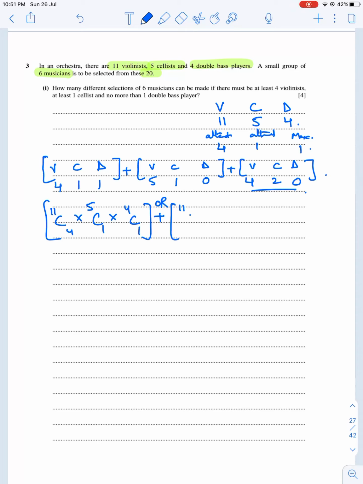5 violinists out of 11, 1 cellist, 4C0 here. Okay, lastly 4 violinists, meaning 11C4, 2 cellists out of 5, you just have to choose 2, so 5C2, and 4C0 for this one, and then you solve it and get to the answer.